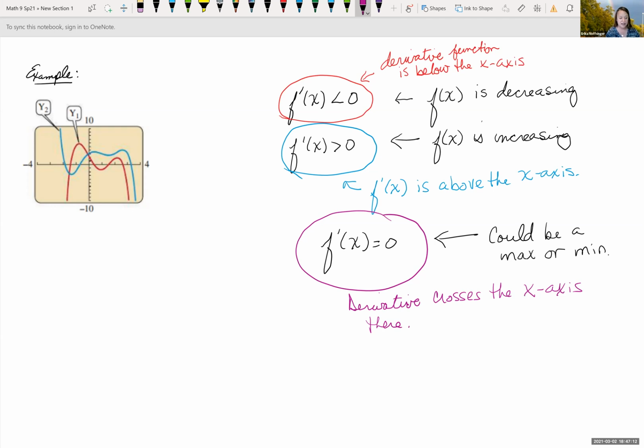So I'm going to use those facts to determine which one is the original function and which one is the derivative function. If they're giving you two graphs at once, I would just choose one of them and start looking at it and see if I get a contradiction. So let's just start with y sub 1, the graph here that is red. I notice that it's increasing until, let's say this is 1, that is negative 1.